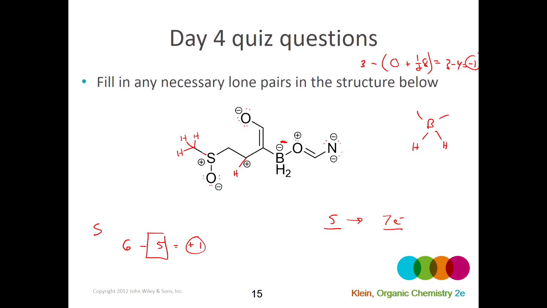Right now it's got 1 assigned from this bond, 1 from this bond, and 1 from this bond. And in any pair that is shared, only 1 electron is assigned to each atom. So that gives the sulfur 3. If it needs 5, then I need to put 1 lone pair on it, so it has 5 total electrons assigned to it to end up with a +1 formal charge. Any questions about anything on there?